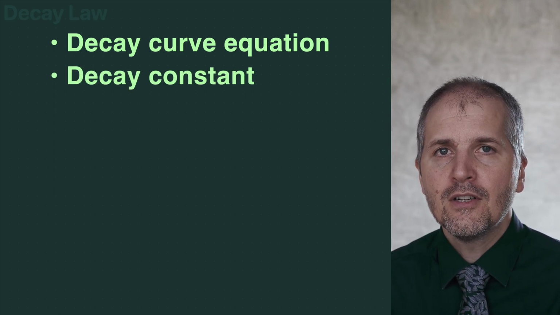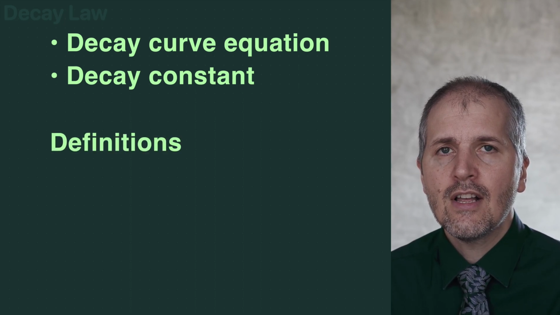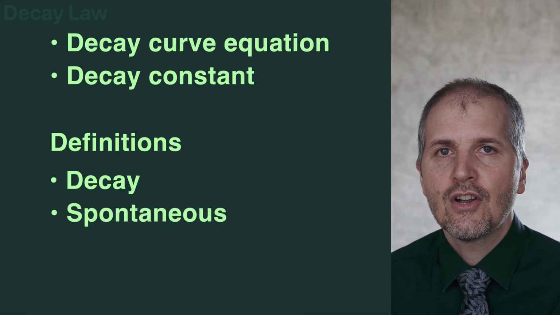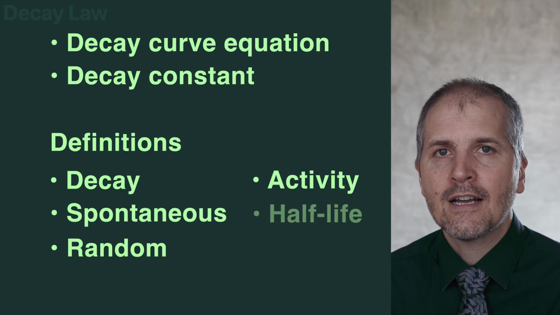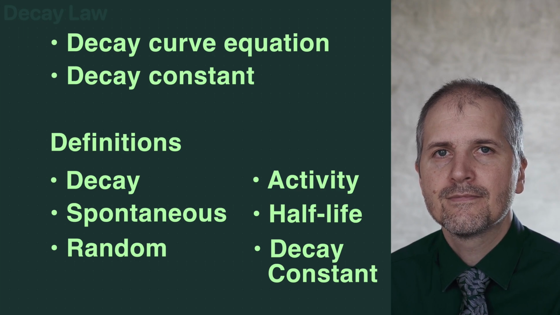But first off, we need to understand some key definitions. So let's have a look at those to start off with. The words we're going to cover are decay, spontaneous, random, activity, half-life, and the decay constant. So let's start off.